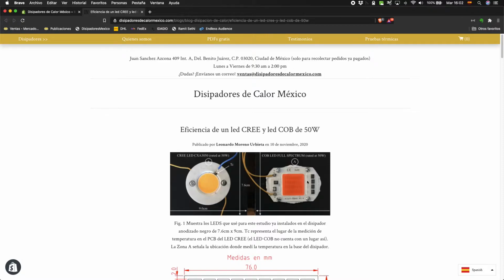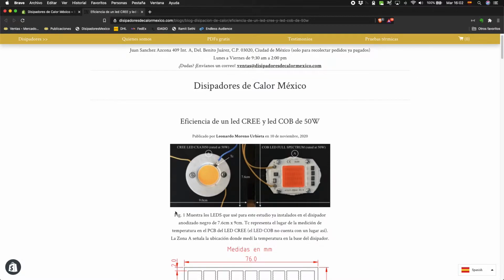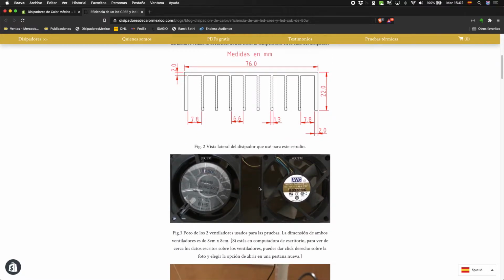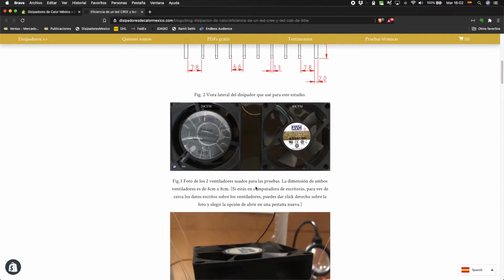For this experiment, I used my 7.6 centimeter wide heatsink, which has 9 centimeters of length. This is the diagram of the heatsink, and these are the two fans that I used for the experiments. This is the 20 CFM fan, and this is the 40 CFM fan. The size of both fans is the same.